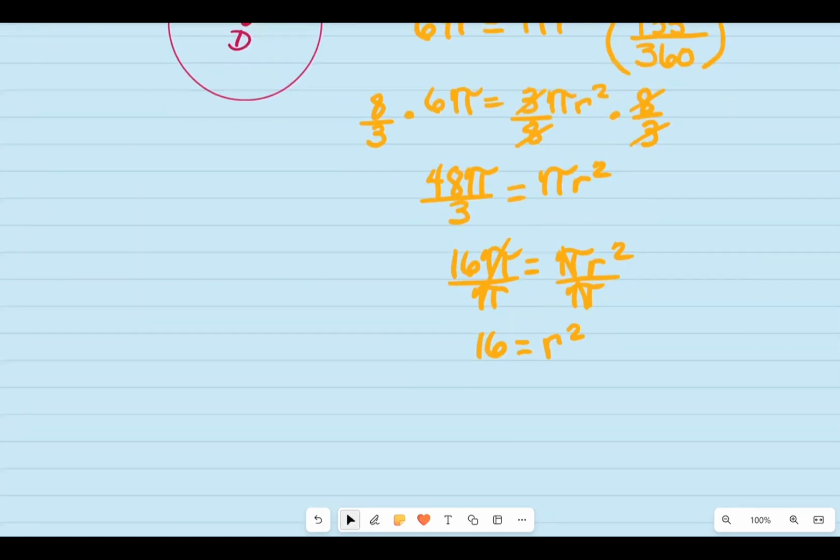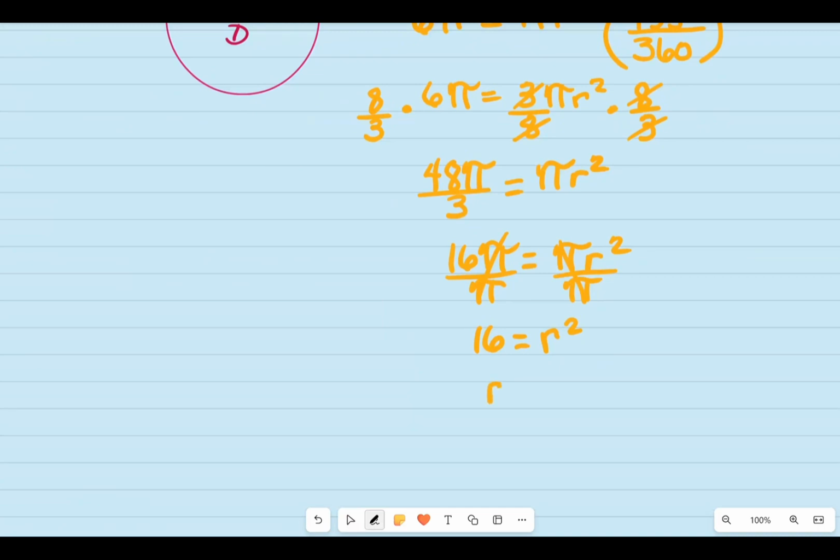I'm going to put my variable on the left. So r squared is equal to 16, but I don't want r squared, I want r. I have to take the inverse of a square, which is a square root. And for a square root, you really have a plus and a minus answer. However, it would not make sense to have a negative radius. So r is simply going to be the square root of 16, which is 4. If you were given units, it would not be square units. It would just simply be inches or feet, something like that.